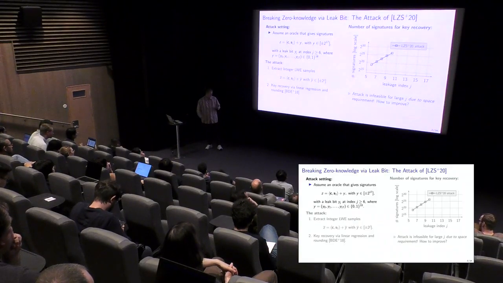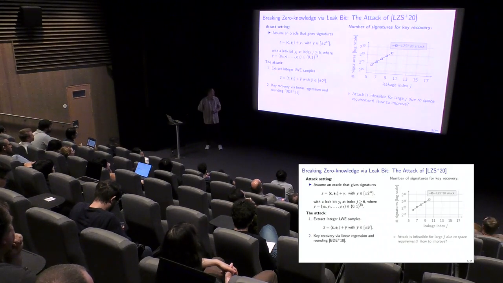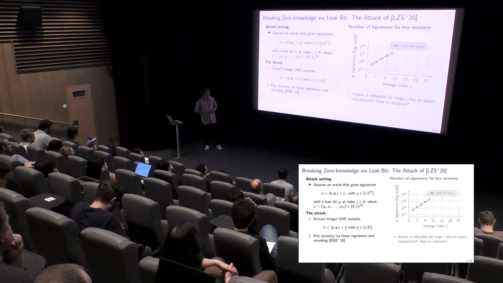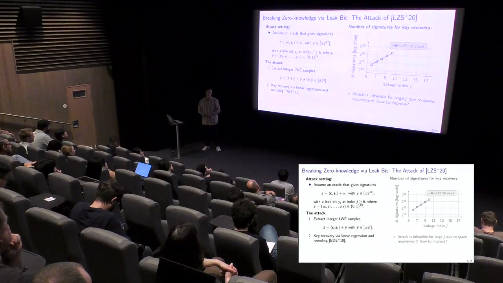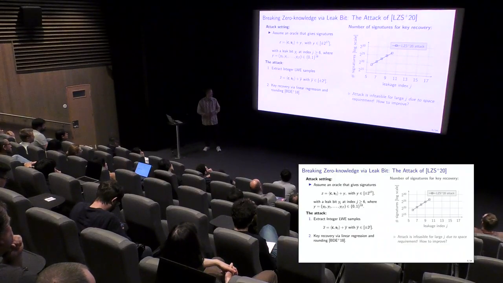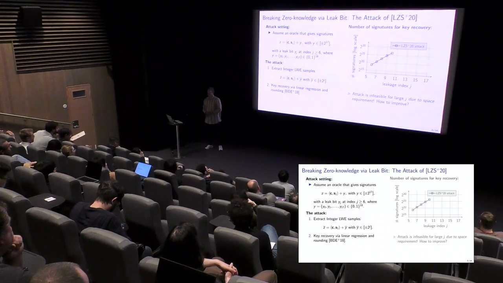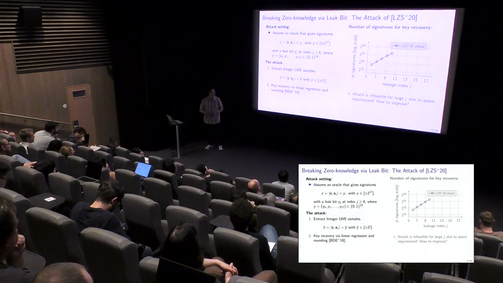The attack then proceeds to extract integer LWE samples, that are essentially the signatures with a shortened random value. So the leak bit is used to shorten the random value to the range plus minus 2 to the j. And then the key is recovered via linear regression and rounding, which is a technique to solve integer LWE proposed by Bootle, Delaplace, Espitau, Fouque, and Tibouchi.